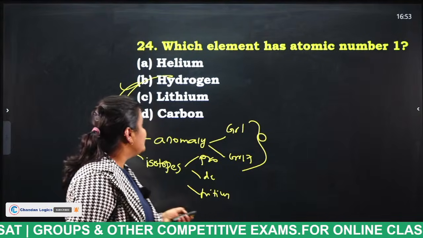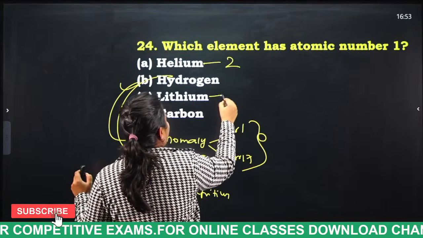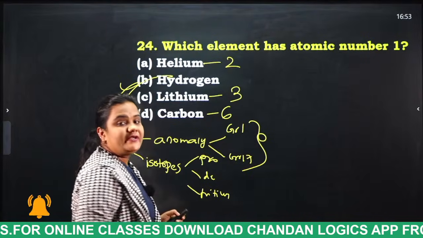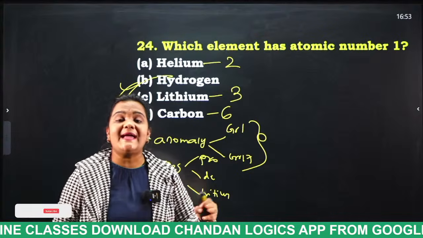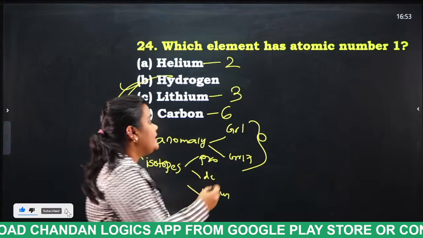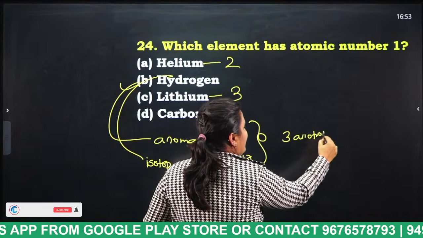Okay, students. Next question: the atomic number of helium is 2, the atomic number of lithium is 3, and the atomic number of carbon is 6. So tell me, students, give me the names of 3 allotropes of carbon. What are the 3 allotropes of carbon?